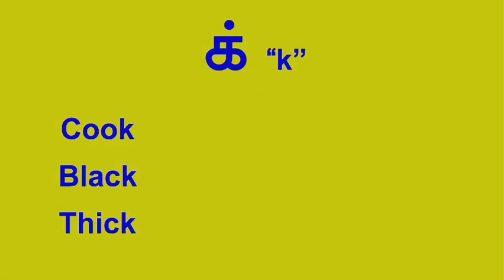The letter ik. This consonant ik is basically the K sound in the English language. So the words cook, black, thick, all end in the K sound, and that's represented by this particular letter. And here's how we write it. We start at the top with straight lines, and then starting in the middle of that top line, we come down. So let's try it again.